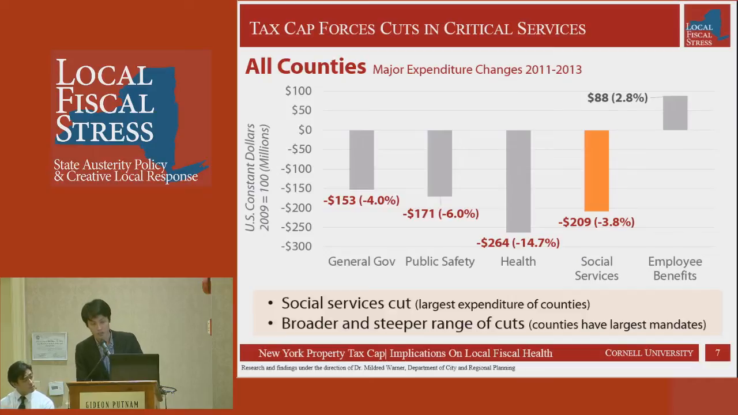This chart displays the expenditure of counties. So social services, as the largest spending component in counties, is cut by 4% and around $200 million. And health spending dropped dramatically. You can tell by the chart, by 14% and $264 million. So we find broader and steeper cuts to services in counties because counties have the largest mandates.